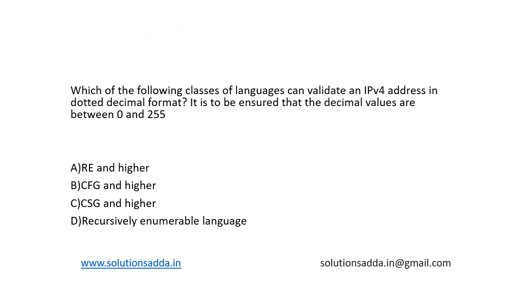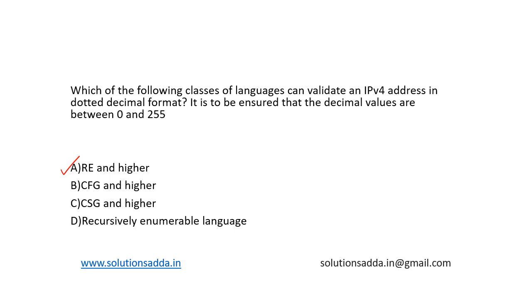Which of the following classes of languages can validate the IPv4 address in dotted decimal format? It is to be ensured that the decimal values are between 0 and 255. And the options are regular expression and higher, context-free grammar and higher, context-sensitive grammar and higher, recursively enumerable language. The correct answer is option A, regular expression and higher. This is because we need to ensure that the value lies between 0 and 255. As the number of decimal values is finite, the correct option is regular expression and higher.